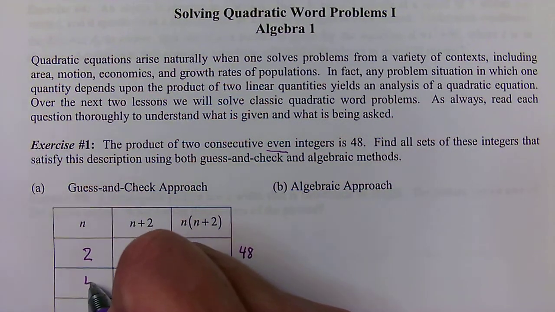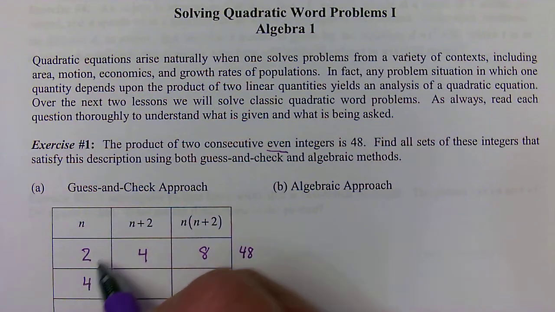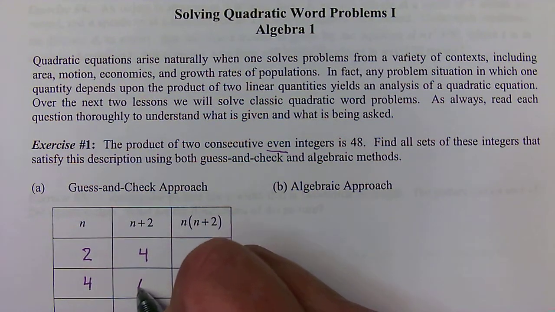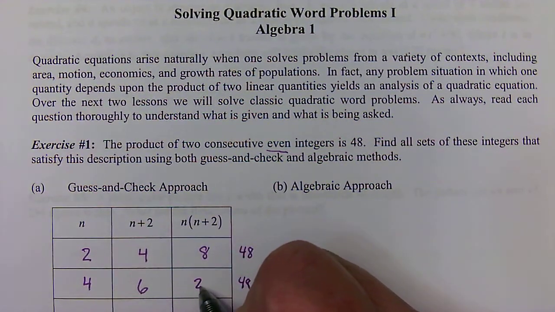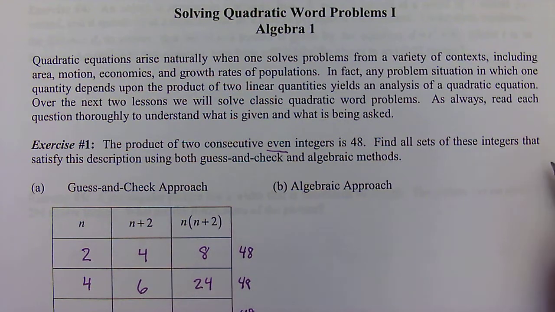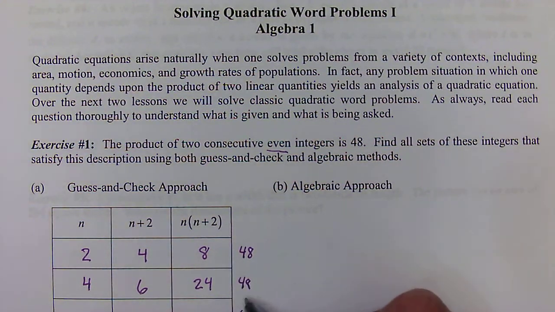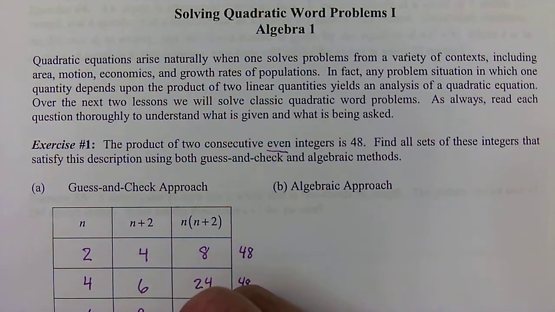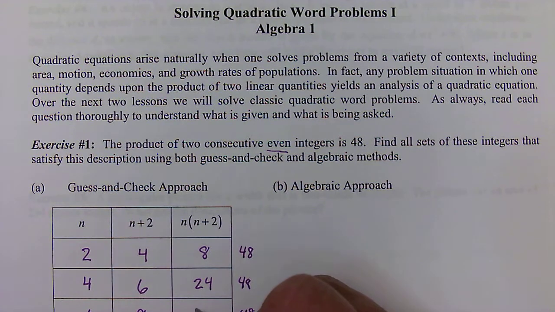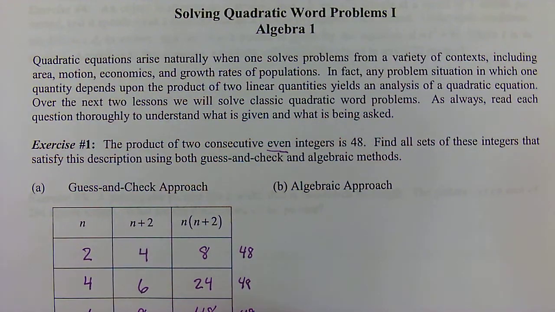So the next even number would be 4. N plus 2 would be 6. 4 times 6 is 24. Well, that jumped up quite a bit closer, but it's still not big enough. So if we try 6, 6 plus 2 is 8. 6 times 8 is 48. So by the guess and check method, we find that our two even integers are 6 and 8.